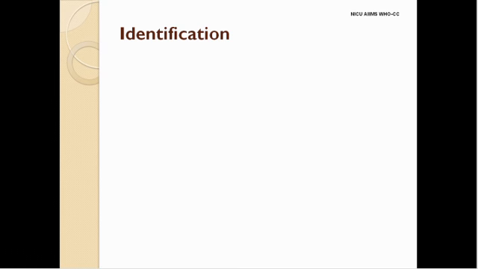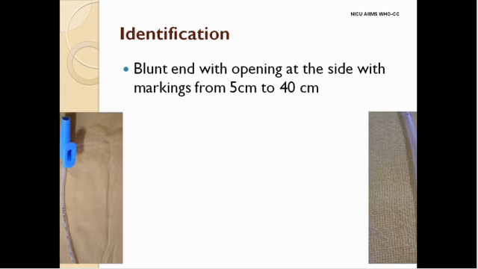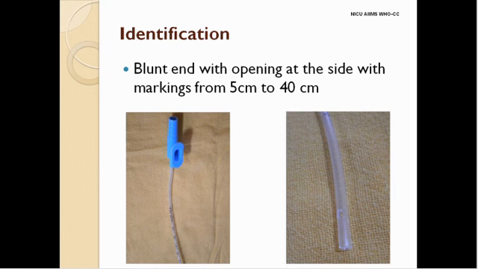A suction catheter is identified by some characteristics. It has a blunt end and an opening on one side. On the other end, it has a knob which is used for applying suction. Earlier, the suction catheters which were available had no markings, but these days catheters having markings are available and should be used for suctioning.